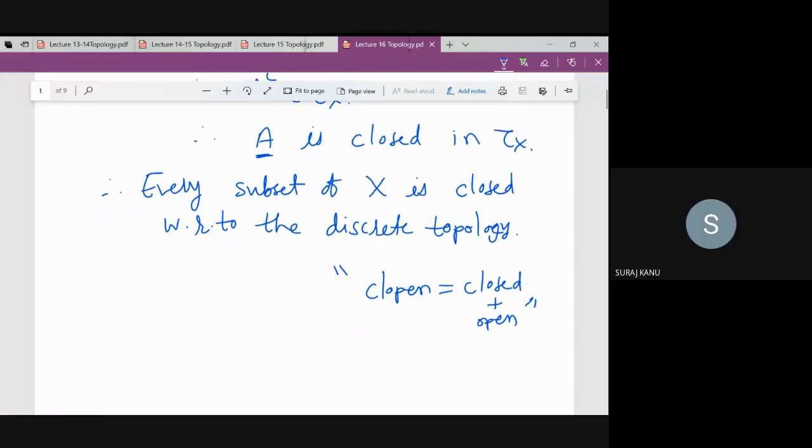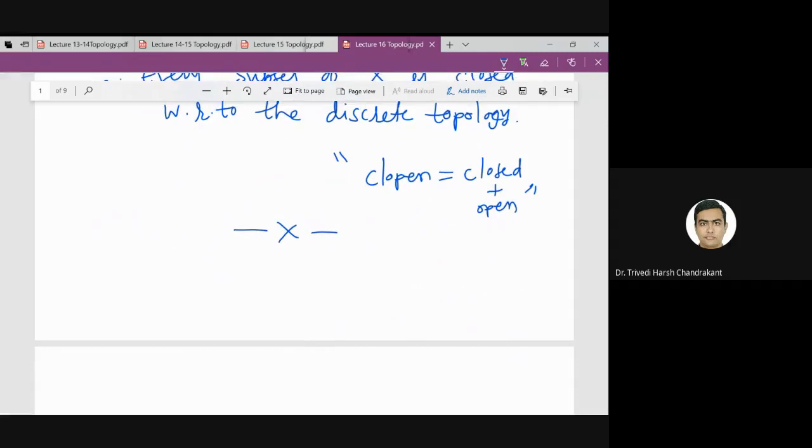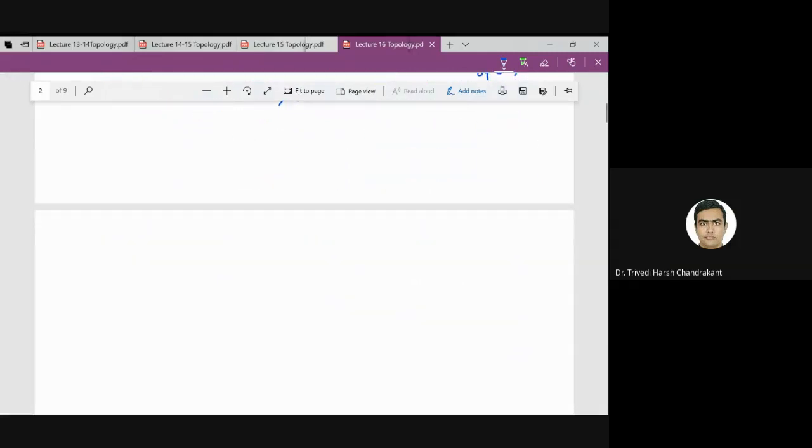So is the discrete topology the only one where we get sets that are both closed and open? Another topology should be there where we get closed and open both in the same set. For that, let me first discuss a small result regarding closed sets. So let X be a topological space. What are the possible trivial subsets which are always closed?